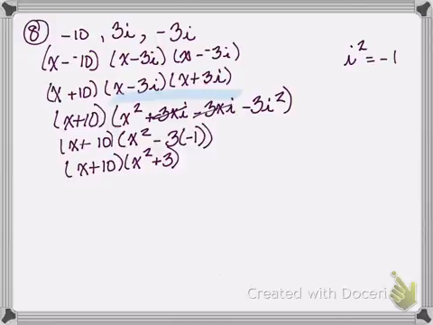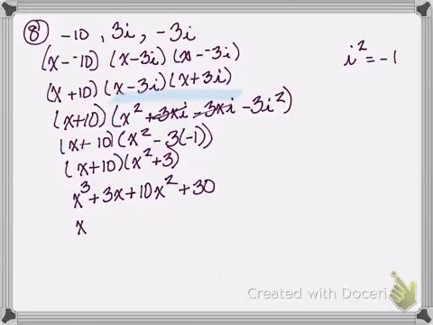So now I am going to FOIL that again. So I have x times x squared. That leaves me with x to the third. x times 3 leaves me with 3x. 10 times x squared, I get 10x squared. 10 times 3 gives me 30.